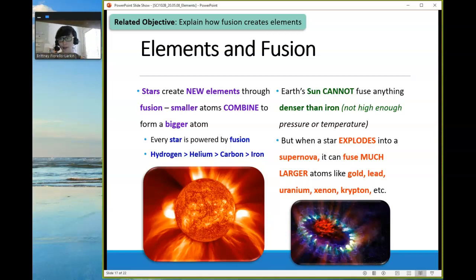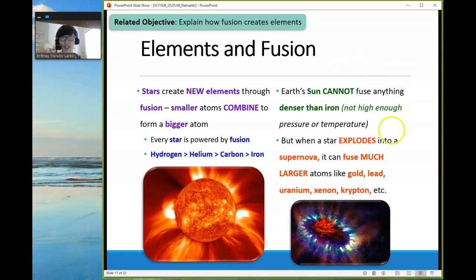So hydrogens will combine to form helium, which will continue to combine and will start to form carbon, all the way up to iron. Now, our Earth's sun is actually a relatively mild star, right? It's a yellow star. It's of medium temperature, so our sun actually does not have enough pressure or temperature to form anything bigger or denser than iron. So it can form up to iron, but anything more than that, anything that's bigger than that, it cannot do.